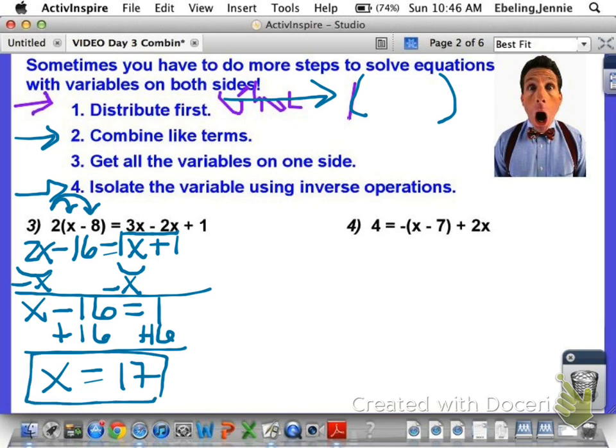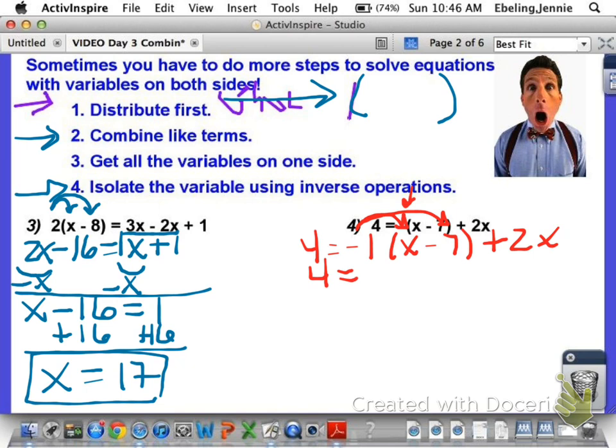Okay, let's take a look at the example 2 over here. I'm sorry, it's example 4. It's the second one on the page. I notice that at number 4, I have this negative sign in front of the parenthesis. That's the same thing as having a negative 1 in front of the parenthesis. And so I have to distribute to get rid of that negative 1.